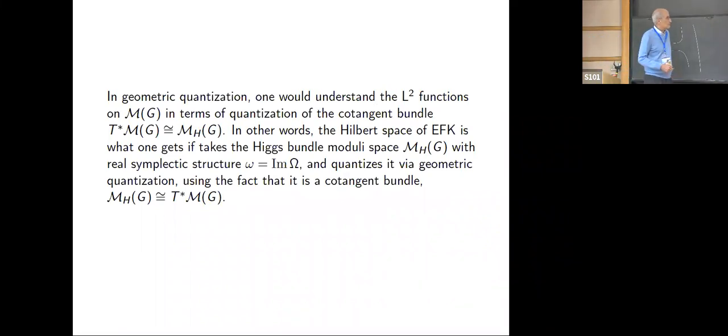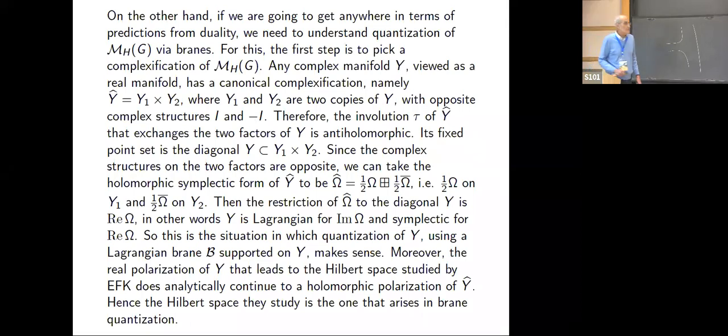So, first of all, in geometric quantization, L2 functions on M are related to quantization of the cotangent bundle of M. So in other words, the Hilbert space of BFK is what you get if you take the Higgs bundle moduli space with real symplectic structure omega and quantize it via geometric quantization using the fact that it's a cotangent bundle. But if we're going to get anywhere in terms of predictions from duality, we need to understand this quantization via branes. So for this, the first step is to pick a complexification of the Higgs bundle moduli space that has some properties that I tried to explain, although I zoomed through it a bit fast.